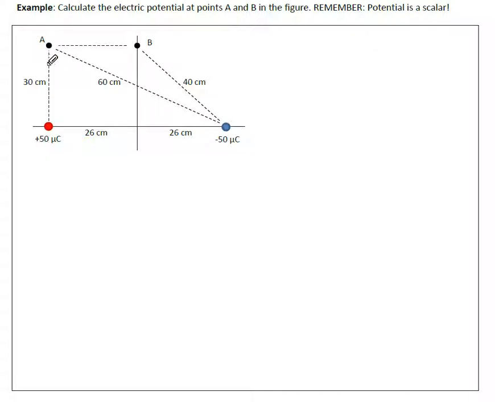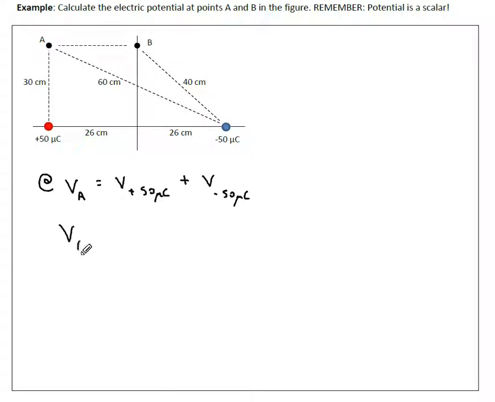All right, so what we're going to do is say, okay, at A, we have to just find the potential of each one separately and just add them together. So if we want to do it at A, we say, okay, VA is just going to be the potential caused by the positive 50 microcoulombs plus the potential caused by the negative 50 microcoulombs.